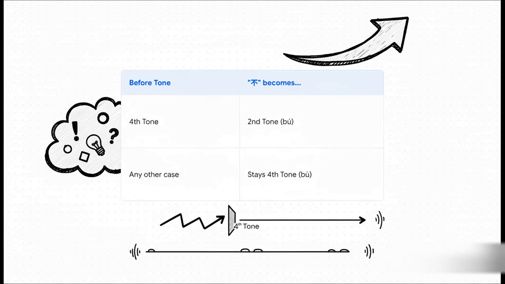The word for no or not, which is bu, has a similar trick, but this one's even simpler. It's almost always a fourth tone. The only time it ever changes is when it comes right before another fourth tone. In that one case, it pops up into a second tone and becomes bú. It's just another way the language avoids clunky sounds to create a better rhythm.